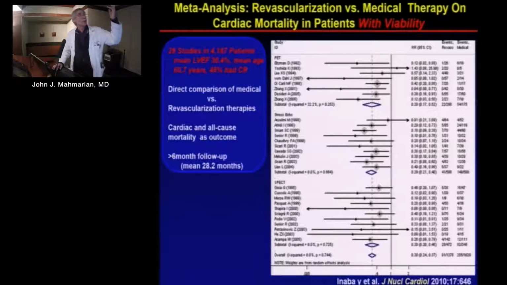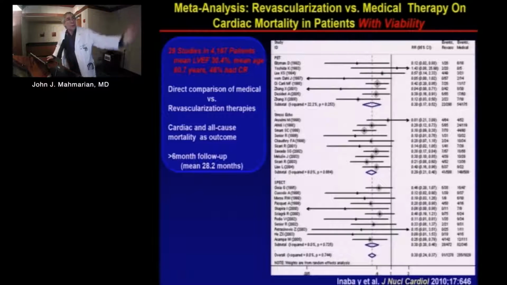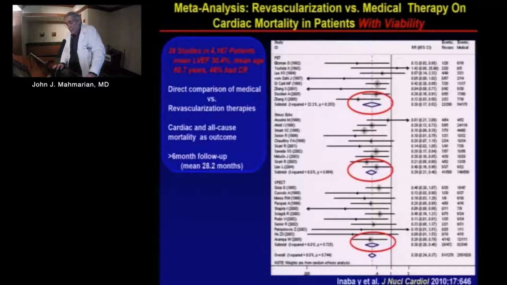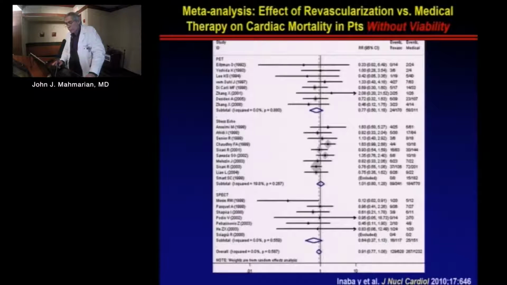Finally, I'd like to say that when you look at a meta-analysis, a recent one just published in JACC, looking at 29 studies using different techniques, using PET imaging, stress echo, SPECT imaging, you can see in all of these different studies, in patients that had viability by any one of these techniques, with revascularization, they did better as compared to medical therapy. That's just showing the different techniques: PET, stress echo, and SPECT. But what's also interesting is that in those patients without viability, there was no difference. There was no improvement with revascularization.